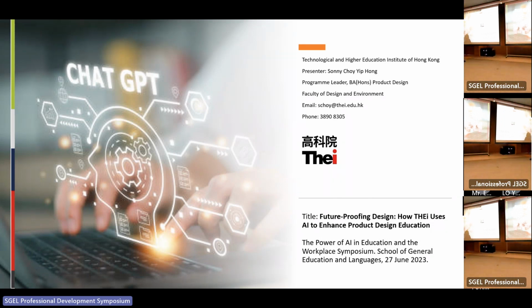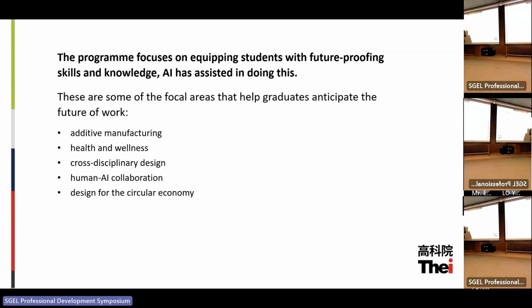I've had to cut this presentation down quite a bit, so this is not an exhaustive list. It's just a few of the things that we do. For example, we want to future-proof the program because we want graduates to be ready for their future landscape of work. There are things that come into the landscape that we have to incorporate into the program.